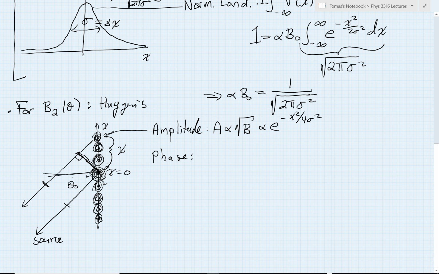The tricky part is, as you can see, there's an extra path length, an extra phase that this wavelet at location x has relative to the origin location. And that phase will play an important role in determining the behavior of the waves out here in the far field, and we need to determine it. So we've got this phase here.